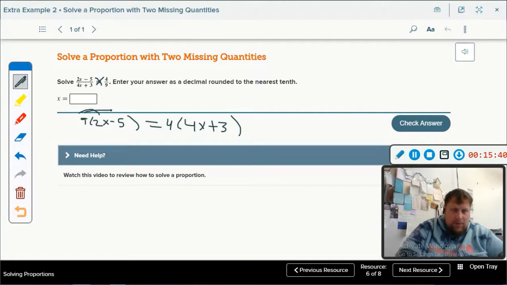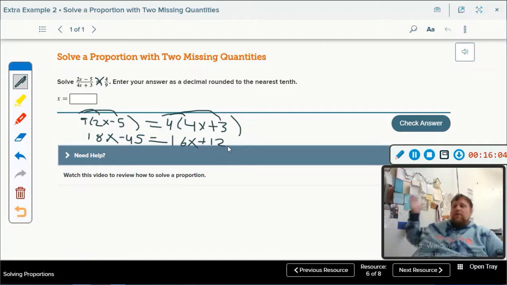I'm going to distribute once with the 9 and once with the 4. Drawing lines helps me remember what to do. 9 times 2x is 18x. 9 times negative 5 is negative 45. Equals 4 times 4x is 16x, and 4 times positive 3 is positive 12.